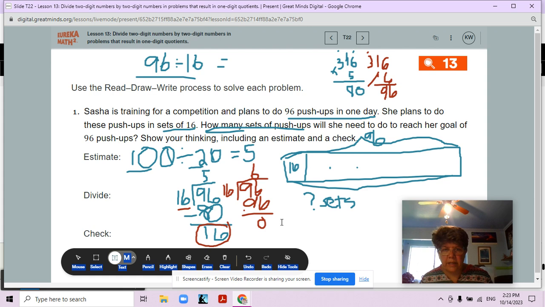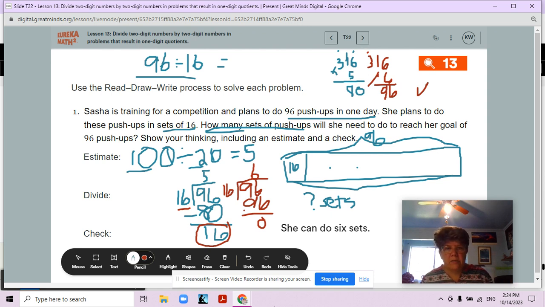So you need to write that in a sentence. She can do 6 sets. All right? And then we need to check 16 times 6, double check our work. Yes, it looks good. Pencil, there we go. Check, looks good. All right, so make sure you have all that work written down for number 1 on page 107. If you don't, pause me, copy it, get it all there.